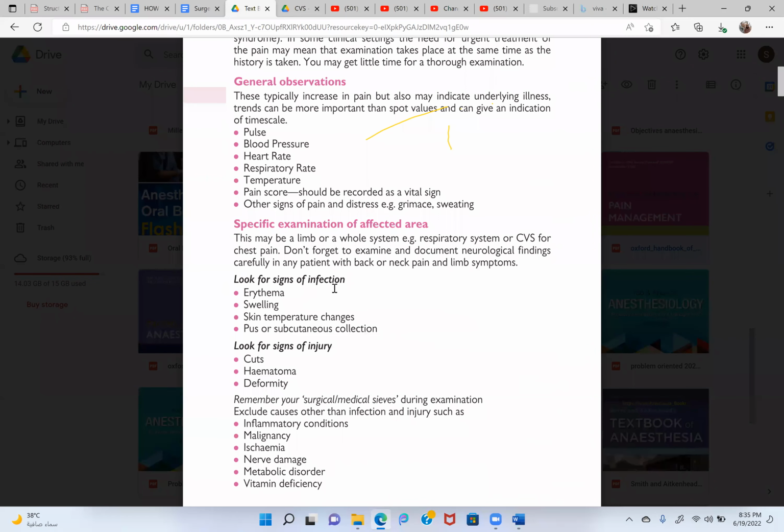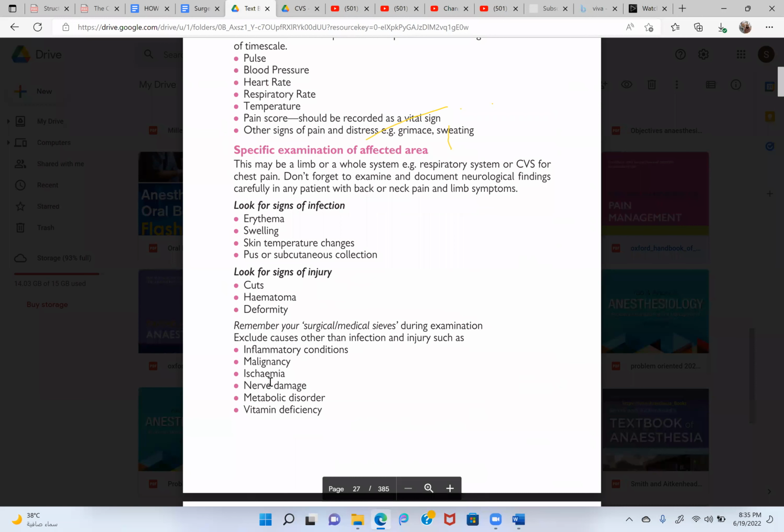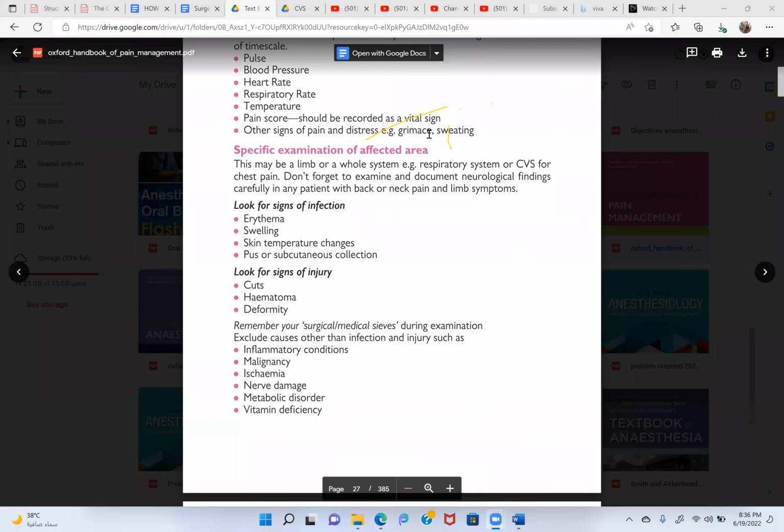So you can have signs of infection. You can have signs of injury such as a cut or hematoma, or in chronic conditions, these will be the conditions: inflammatory conditions, malignancy, ischemic pain. Limb ischemic pain. If there is some damage to the nerve, there will be pain. Metabolic disorders. Can you give an example of a metabolic disorder having pain? Diabetes. Very good.